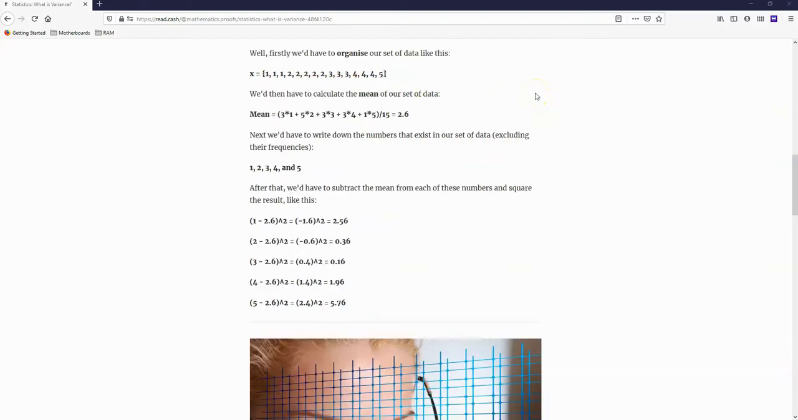Well, firstly, what we could do is organize that data like this and then find the mean of the data. In this case, it's going to be 2.6. What we could do next is write down the numbers that exist in our set of data, excluding their frequencies.